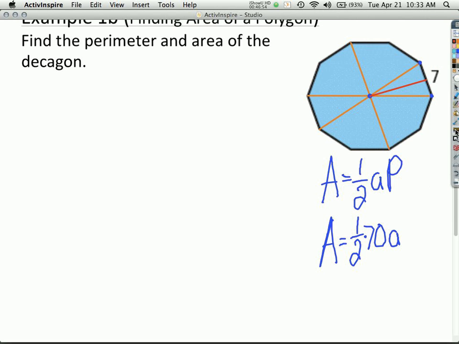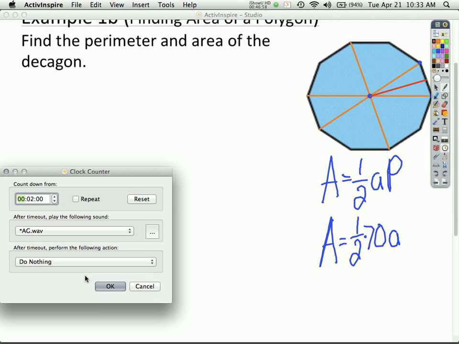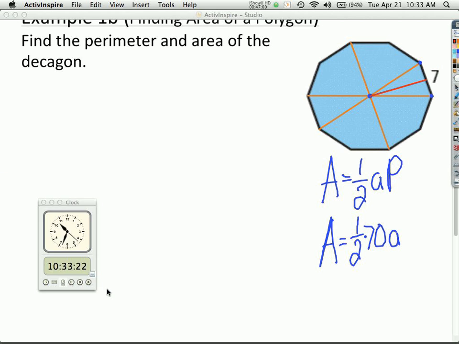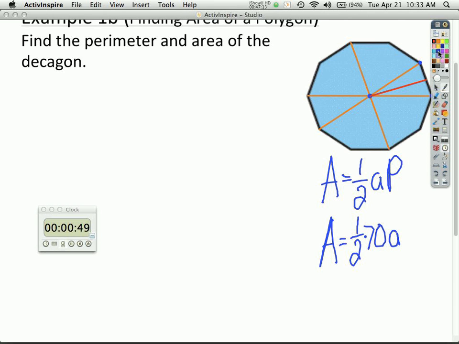Go ahead, take a minute and see if you can find the apothem. When you're done, let's use the open hand technique. When you're done, put your hand wide open on top of your paper, and that will tell me that you found the apothem. All I'm asking you to do is find the apothem.